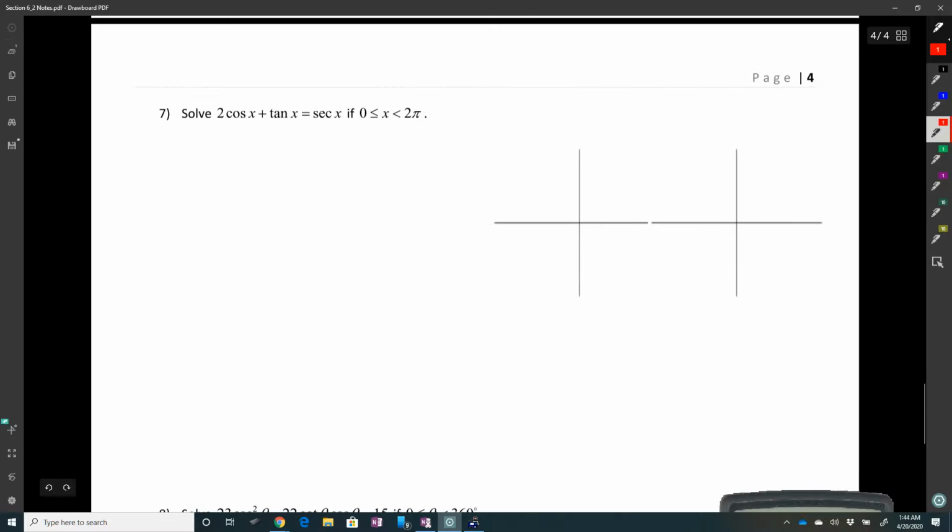2 cosine x plus tangent x equals secant x. So I put this one there because it has some stuff that we're not really used to seeing. So the first thing I'm going to do is rewrite everything in terms of sine and cosine. Tangent is sine of x over cosine of x. Secant of x is 1 over cosine of x.